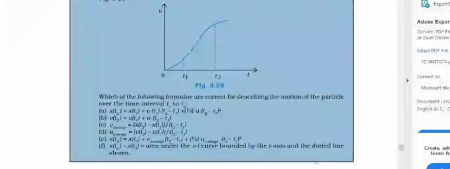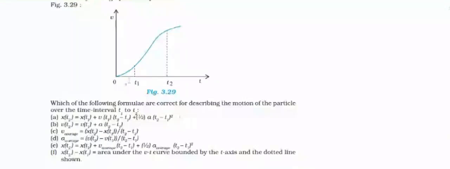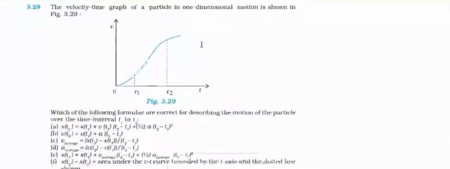Question 28, again you can see that is a velocity time graph, which is a curve. Velocity time graph curve means the motion is non-uniform acceleration. That is the first conclusion you have to reach here. Motion is non-uniform acceleration. Then the question: which of the following formulas are correct for describing the motion of a particle over the time interval t1 to t2?